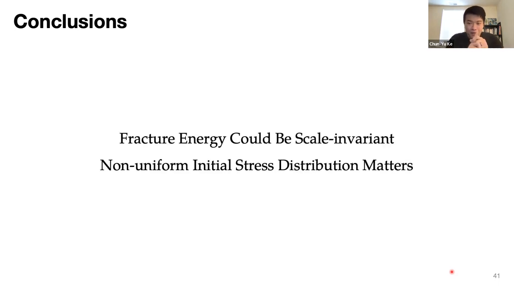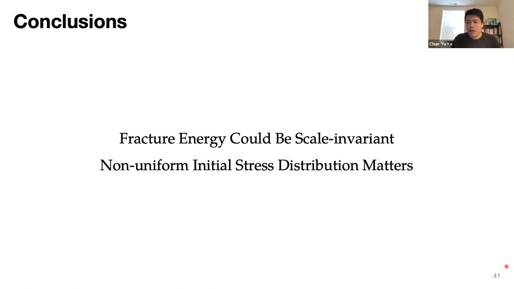Fracture energy could be scale invariant and still exhibit these field observations that are used to claim otherwise. And non-uniform initial stress distribution matters. I agree completely with the community that fracture energy or breakdown energy is important. But remember, it is a property that is meant to be used to compare with energy release rate, which depends heavily on initial stress distribution. But the studies we have done so far as a community are disproportionately focusing on the fracture energy alone, neglecting the possibility that non-uniform initial stress distribution could easily explain a number of field observations, as I try to demonstrate here in this talk.